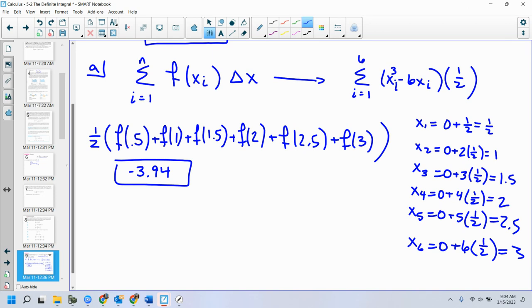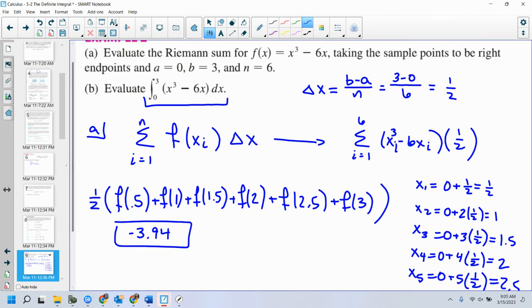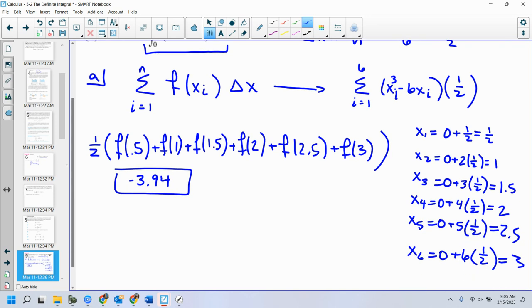Right. That's the Riemann sum from 0 to 3, where n is 6. Now, the more difficult the function, the more difficult the problem. The more strips I ask you to take, the more lengthy the problem becomes. It's a relatively simple process, right? Now, here's the deal. I can do this in a lot cleaner way.